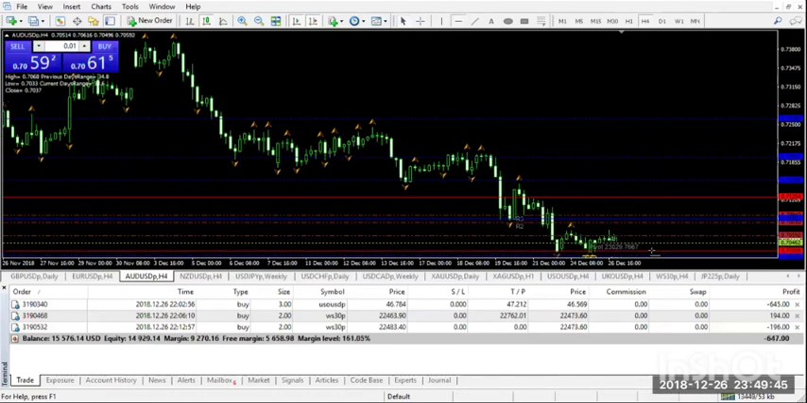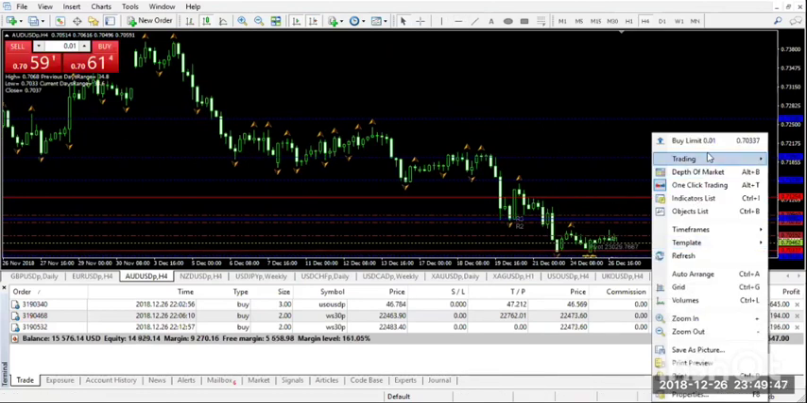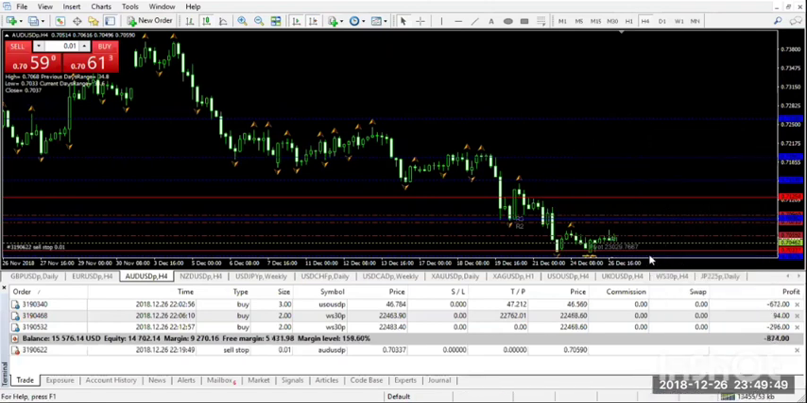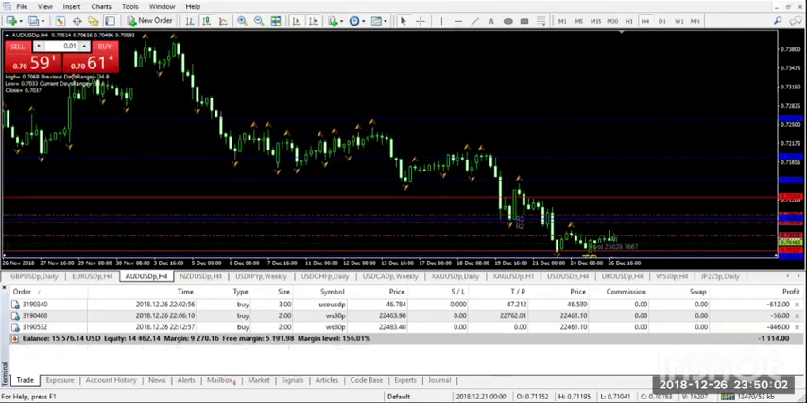No. For example, imagine I put a sell stop here. When the price reaches here, the order will be opened. So if it goes further than this zone, the price is going to decline. Thank you. I got it.